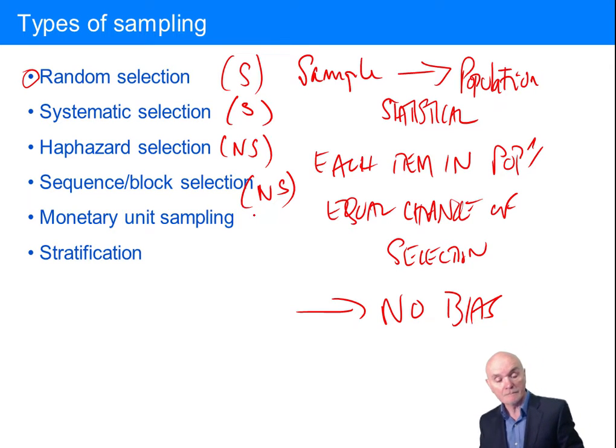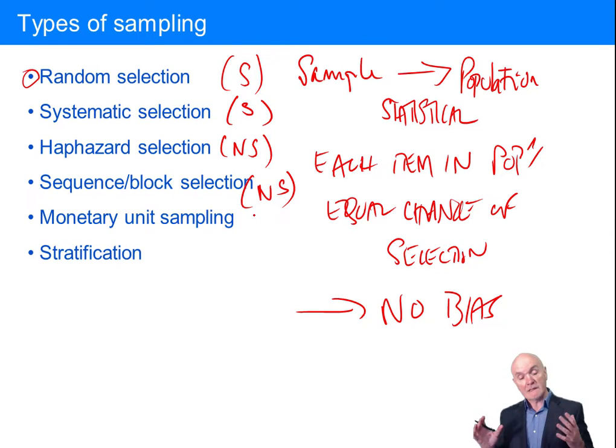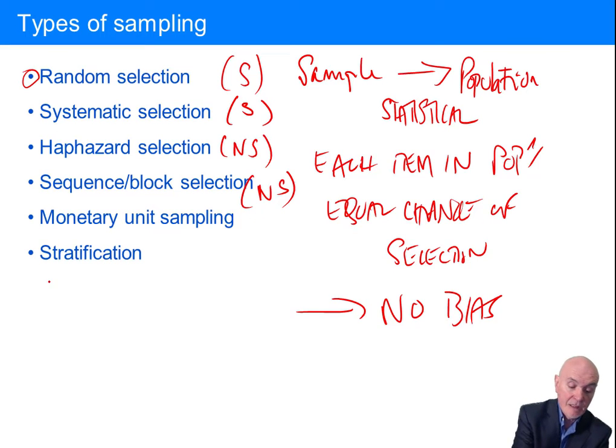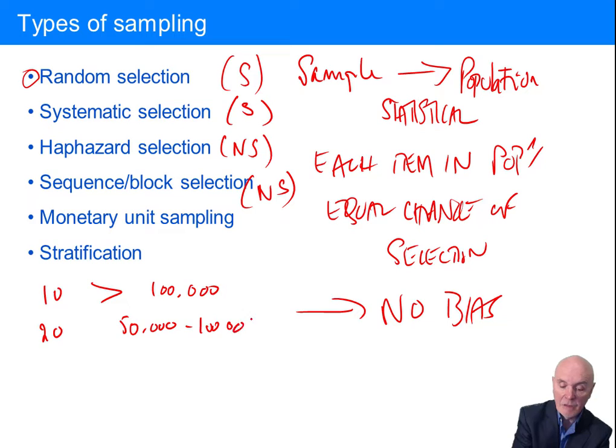Stratification is quite an interesting one. Quite often, let's say you're looking at your receivables balances, you've got 10 customers who've got a balance of more than, let's say, 100,000, really big key customers. You maybe have 20 customers who are between 50,000 and 100,000. And then you've got lots of little fiddly customers, let's say 300 customers whose invoices or balances are less than 50,000.